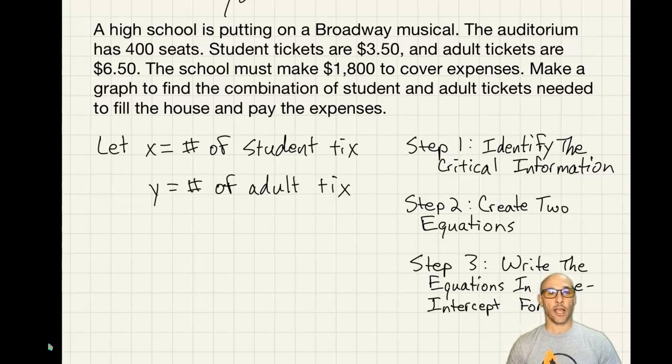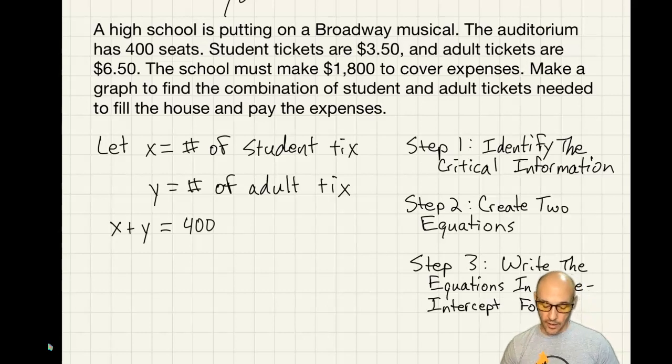Step 2 is to create 2 equations. So if X and Y are the number of student and adult tickets respectively, we know that there are 400 seats and we need to fill all of those because it says that we are filling the house. So we know that X plus Y equals 400.